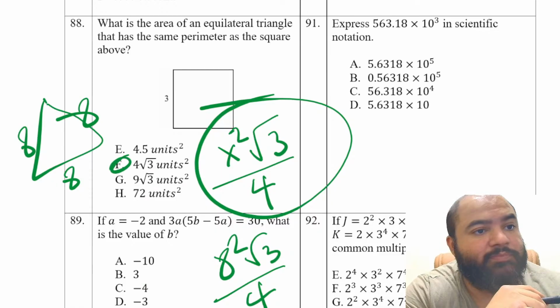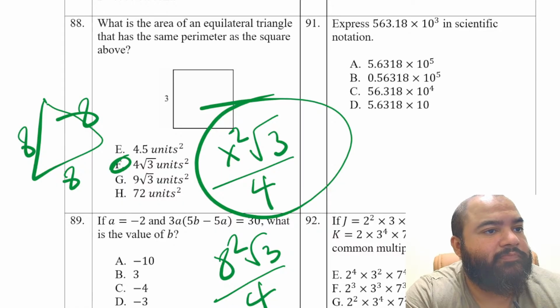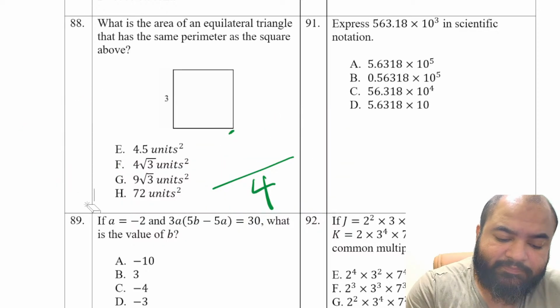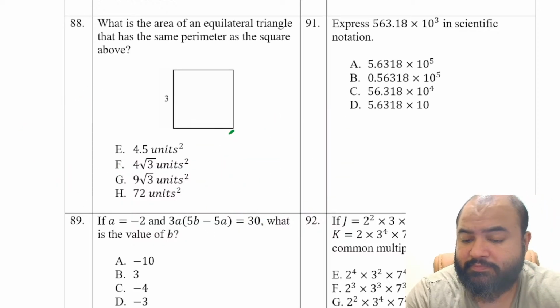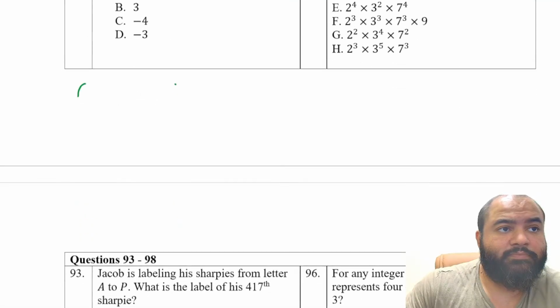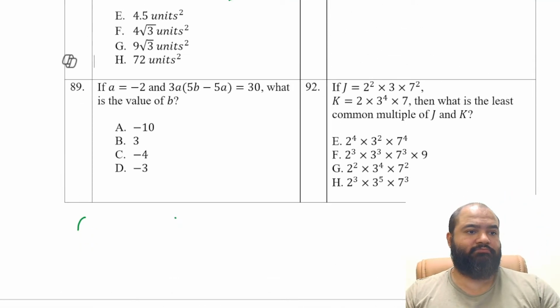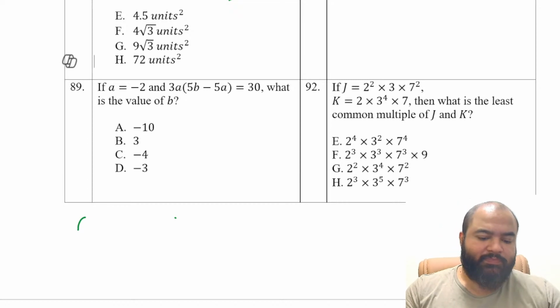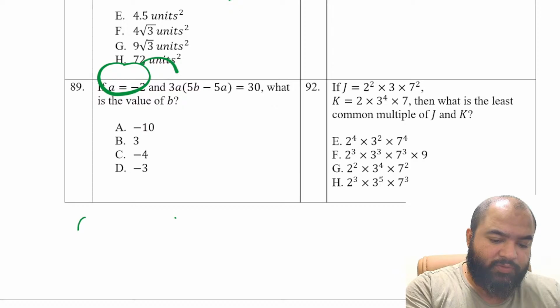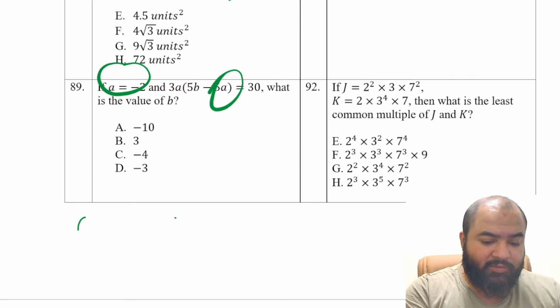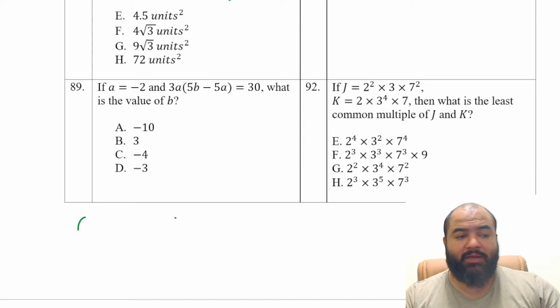Good. Any question, guys? E9 is easy. You plug in the -2 in here first, and also there, and then solve for B. So you gotta be careful with that.